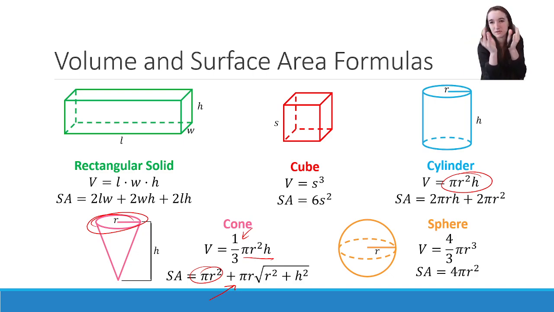what it turns out to be is more circular than the rectangle that the cylinder was made from. So we end up with pi r times the square root of r squared plus h squared.